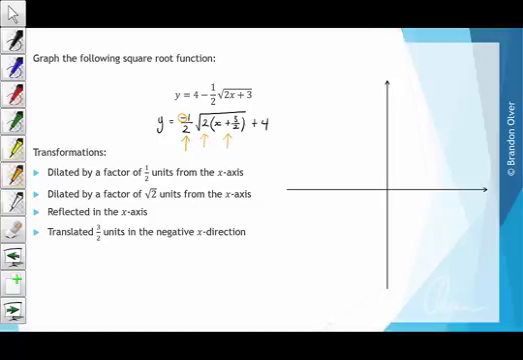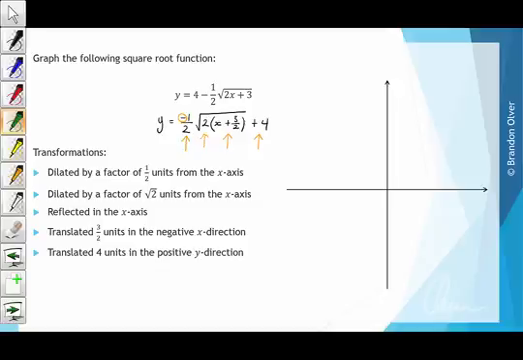So if we take the 0 of that bracket, we get -3/2. And finally, it's been translated 4 units in the positive y direction, which we can see from the positive 4 value there.